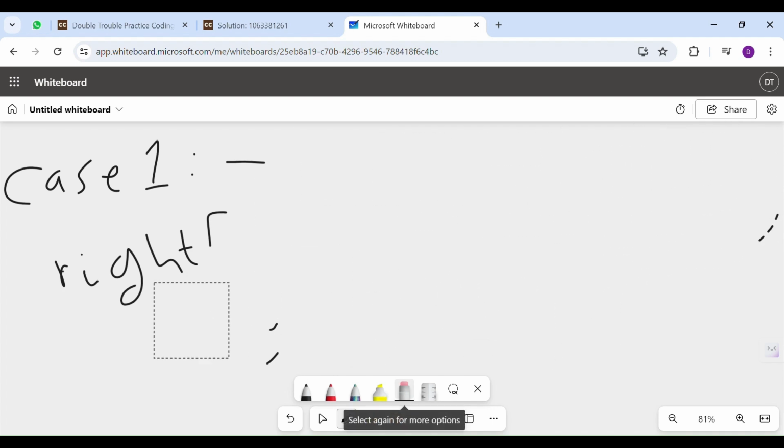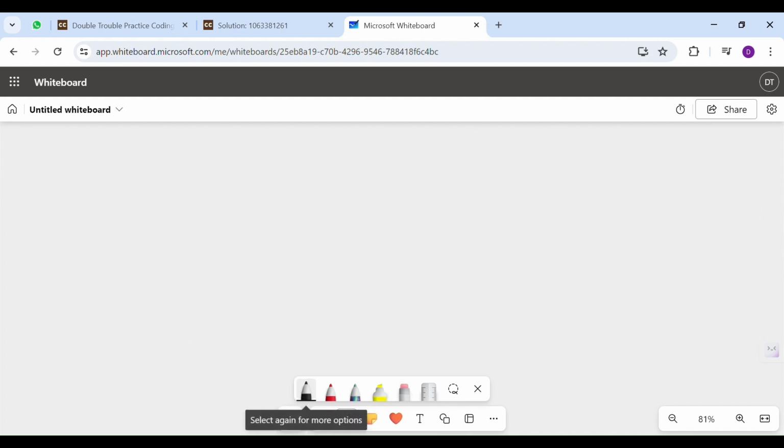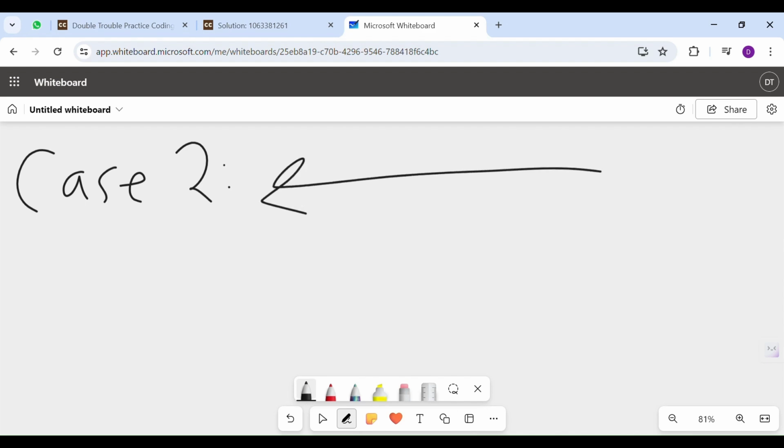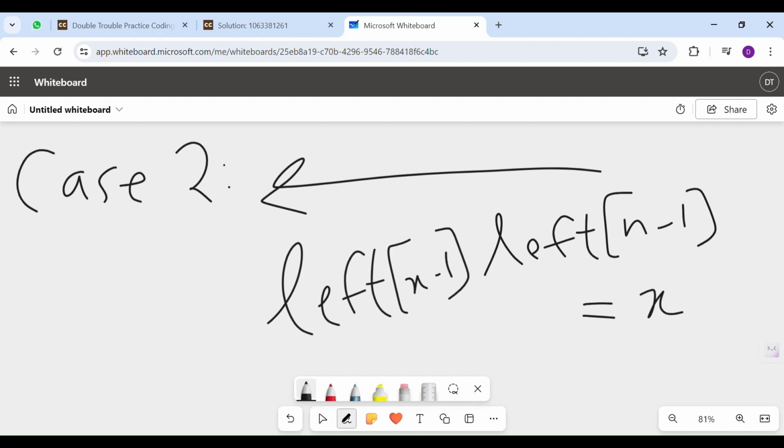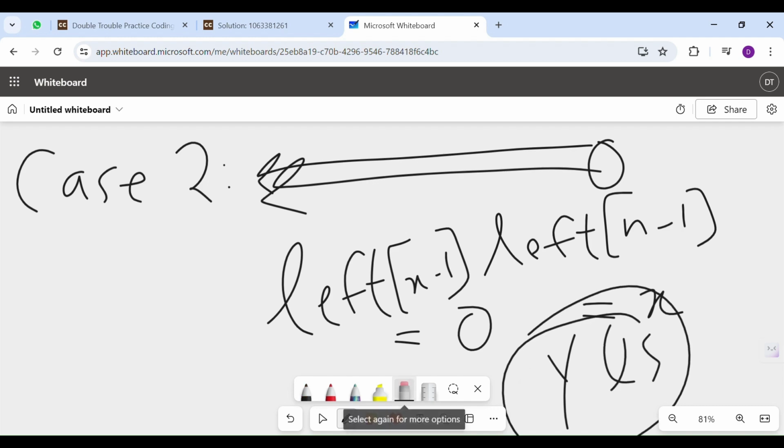Second case, completely left. Since we are going completely left, we will have to start with left of n minus 1. Let's say the value of this is x. Then I will need to check the left of x minus 1. That should be equal to 0. If this case is a success, it means once I start hitting the balls from n minus 1, in at most 2 moves it will reach my 0th ball. And in this case the answer will be yes.